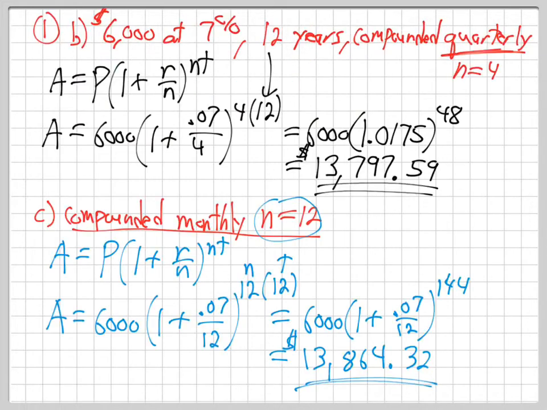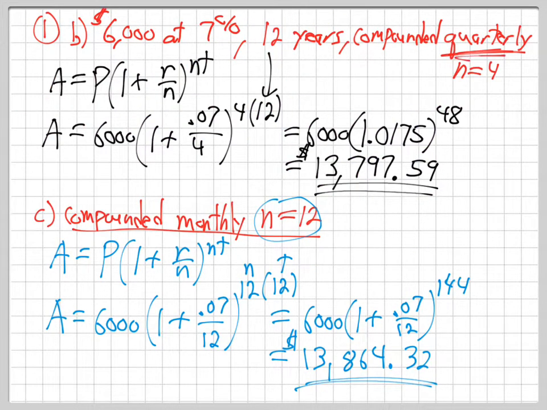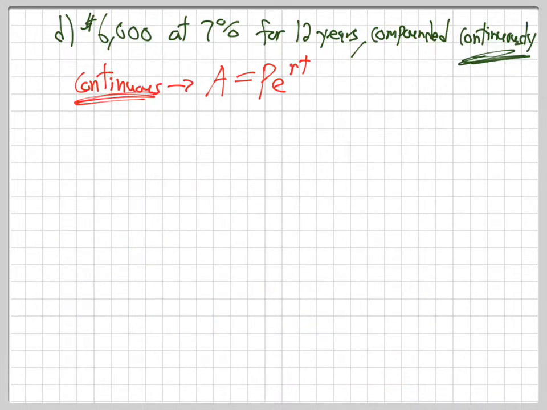So you see the difference. Let me look back here. In part A, it was compounded annually, so we use the big formula, N is 1. Part B, compounded quarterly, big formula, N is 4. Part C, compounded monthly, big formula, N is 12. But now when they say compounded continuously, we have a different formula we use. A equals PE to the RT. You can learn in calculus where this formula comes from and why it's true. But for now, we don't have all those skills. We'll just use it.